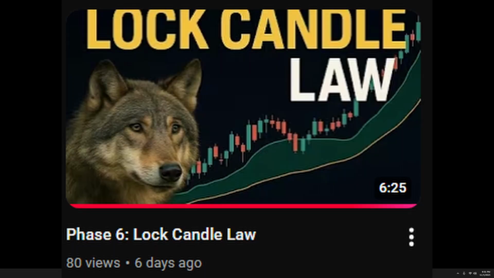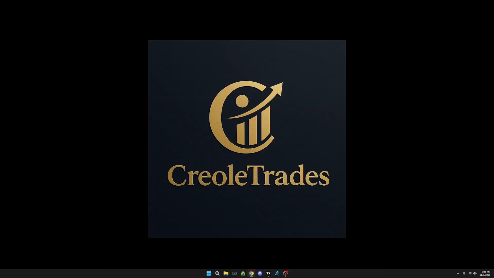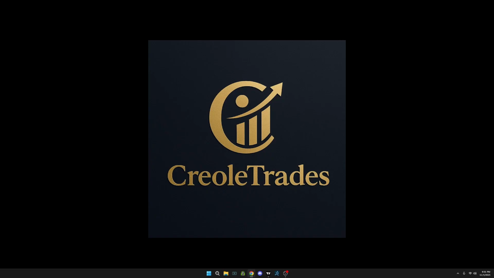And tying it all together is the lock candle law. Basically, this is the discipline before execution. Because without the lock candle, you don't follow the law, you will get burned. All 5 of these create one rhythm, aka the wolf cycle.